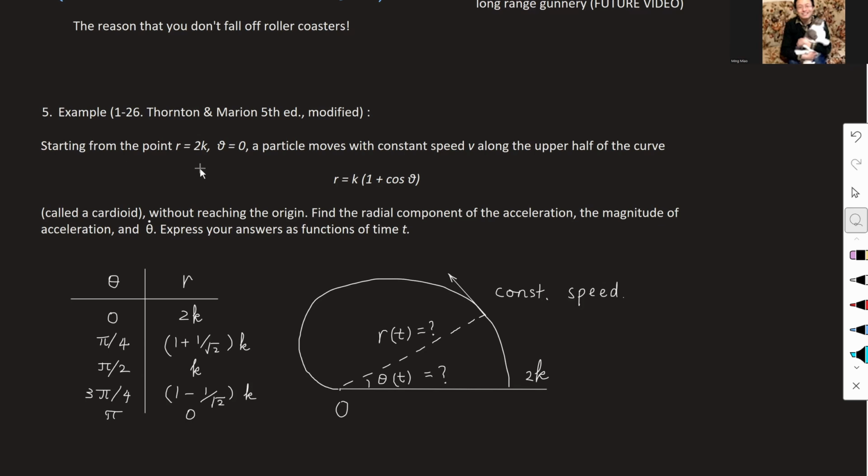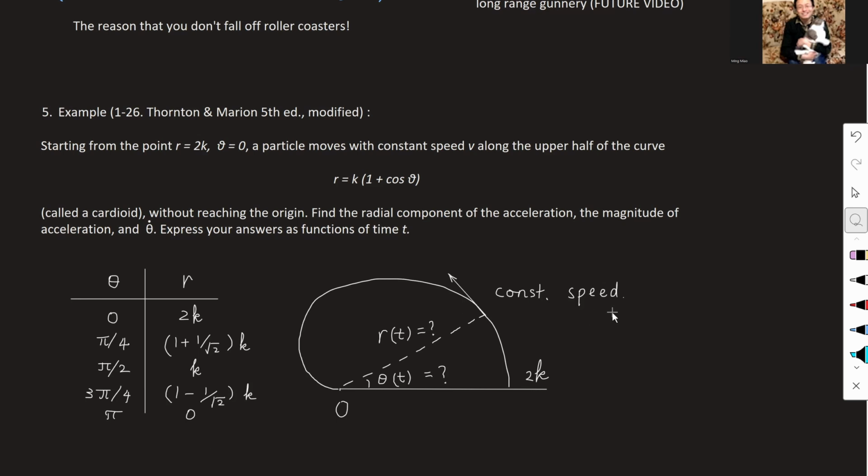Starting from the point r = 2k, theta = 0, a particle moves with constant speed v along the upper half of the curve called a cardioid without reaching the origin. We're asked to find the radial component of the acceleration, the magnitude of the acceleration, and theta dot. Express your answers as functions of time t. So first, let's explore the shape of the curve. Here I made a table listing the value of r for various values of theta. From the table, we can then plot the curve like so.